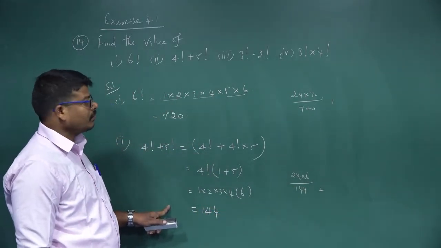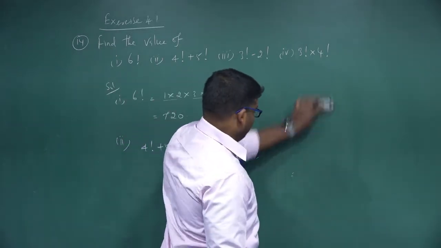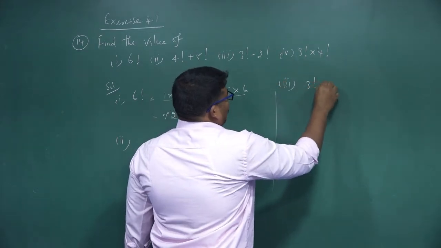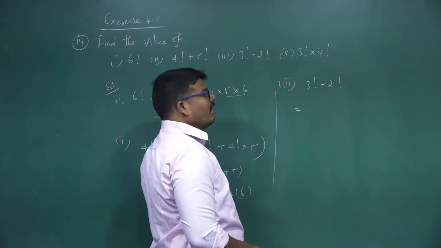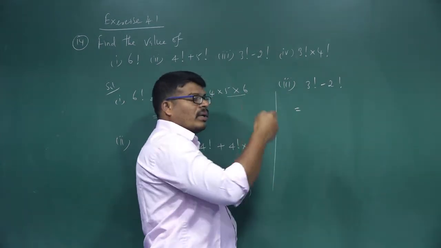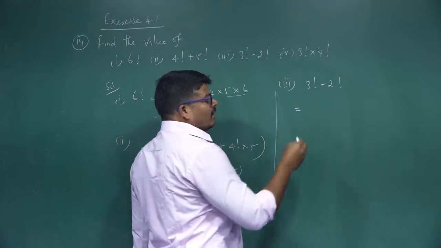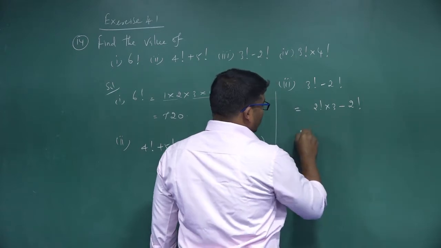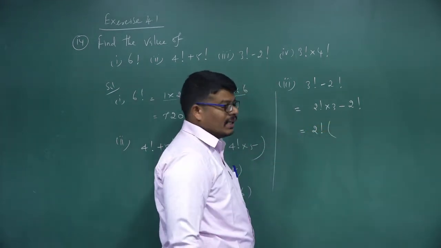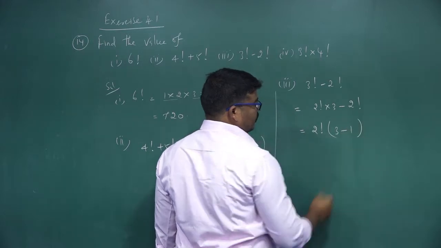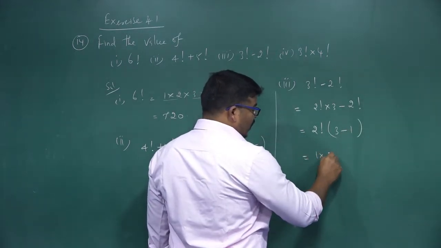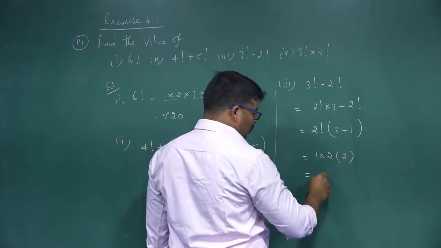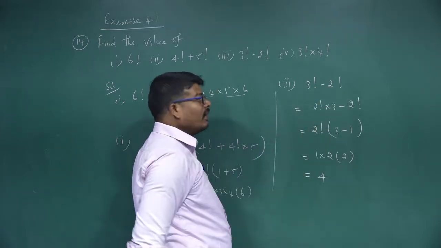And the third one: 3 factorial minus 2 factorial. 3 factorial is 1 into 2 into 3, where 1 into 2 is 2 factorial, so it is 2 factorial into 3 minus 2 factorial. 2 factorial is common, so taking it outside: 2 factorial into (3 minus 1). 2 factorial is 1 into 2, and 3 minus 1 is 2. 2 into 2 is 4. So 3 factorial minus 2 factorial is 4.